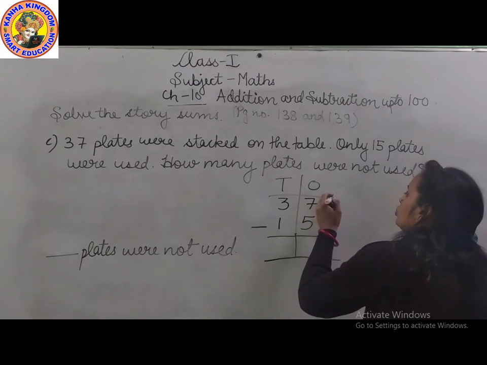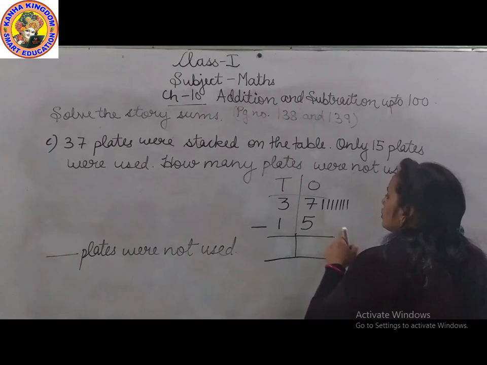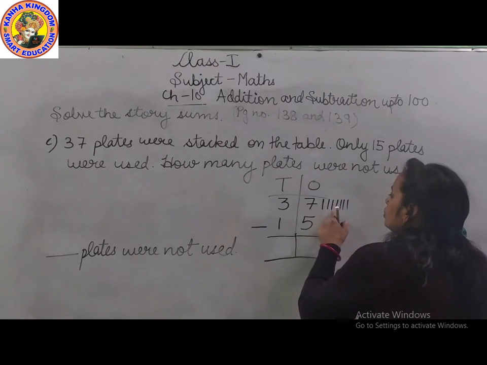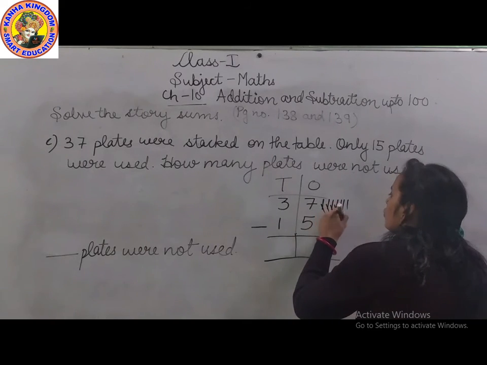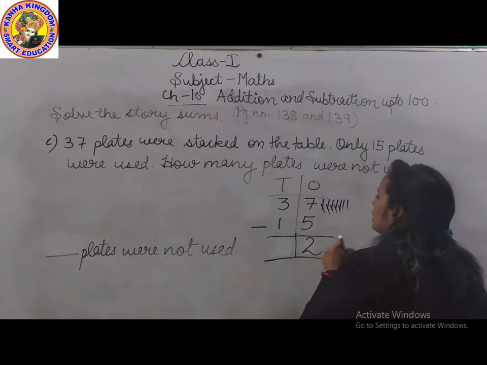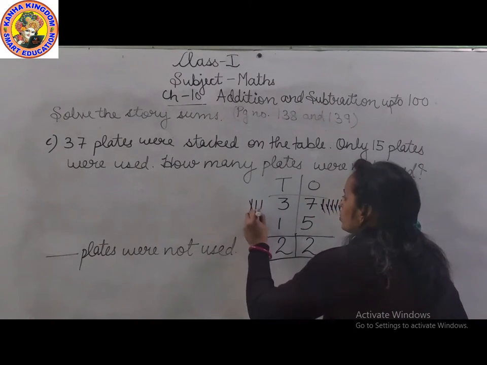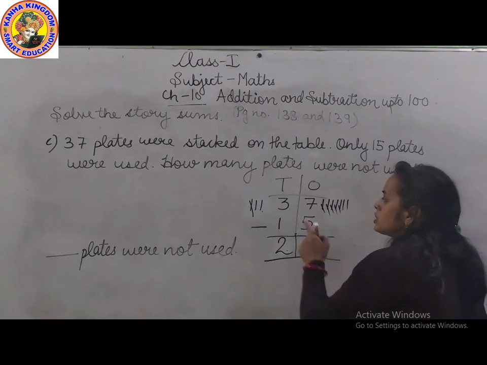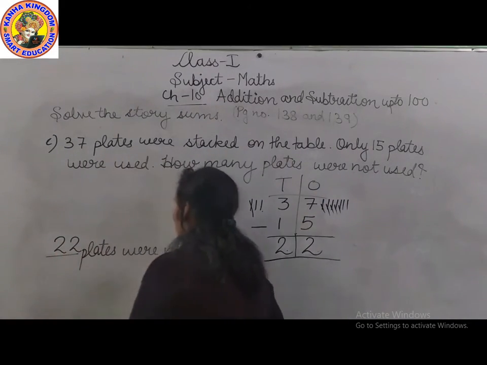Counting to 7 and taking away 5, 7 minus 5 is 2. 3 minus 1 is 2. So 37 minus 15 equals 22. So 22 plates were not used.